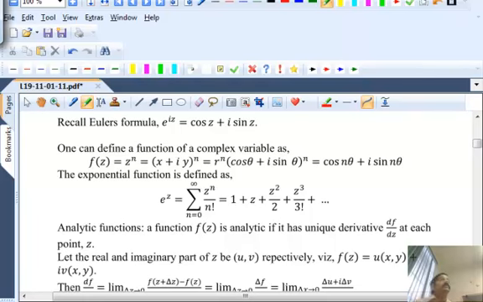Okay, now we have just introduced what a complex variable is, and how to represent complex variables. It has a real part and an imaginary part. And z is a complex variable, written as x plus iy. Now we're going to talk about complex functions.